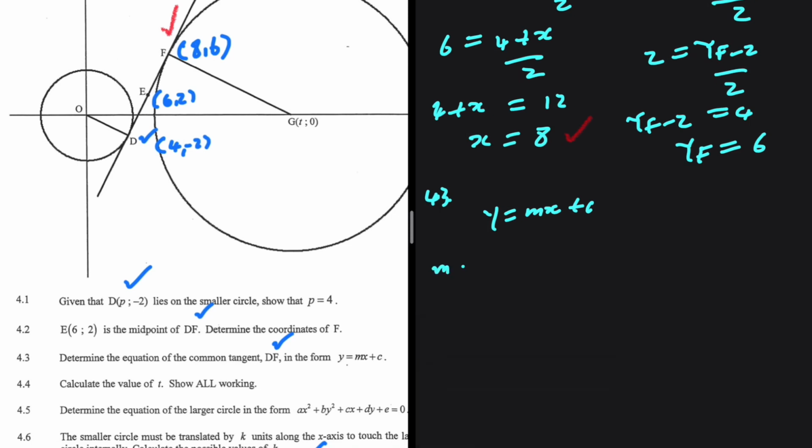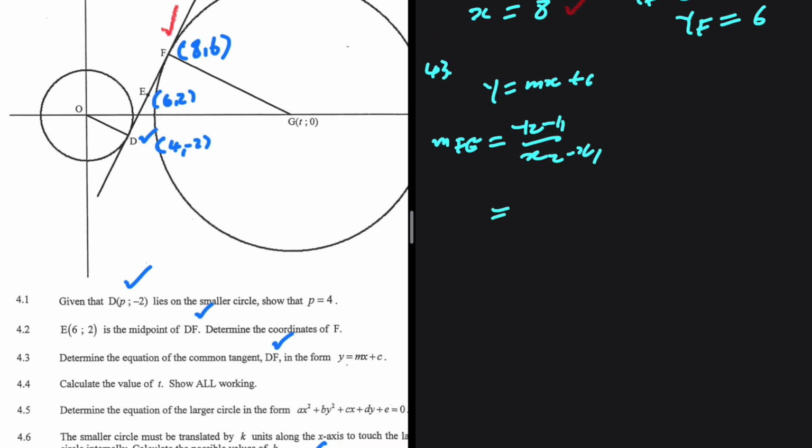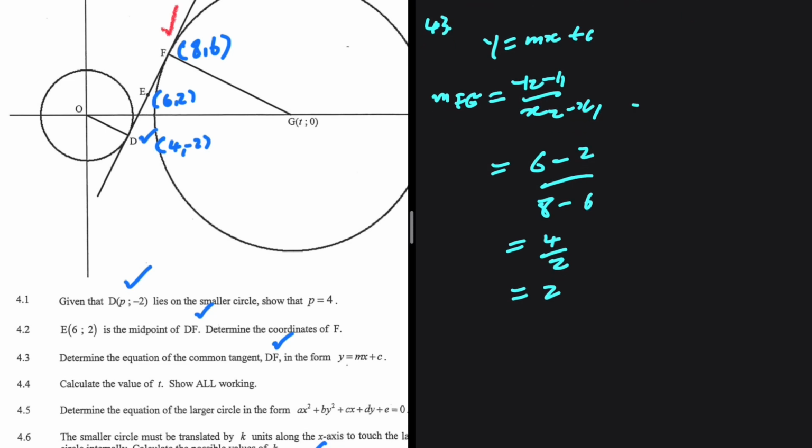So let's find the gradient of FE. As all the coordinates are positive, they're easier to navigate. So y2 minus y1 divided by x2 minus x1. The y coordinate of F, that is 6, minus the y coordinate of E, which is 2, divided by the x coordinate of F, 8, minus that of E, 6. 6 minus 2 is 4. 8 minus 6 is 2. 4 divided by 2 is 2. So we have y equal to 2x plus c.